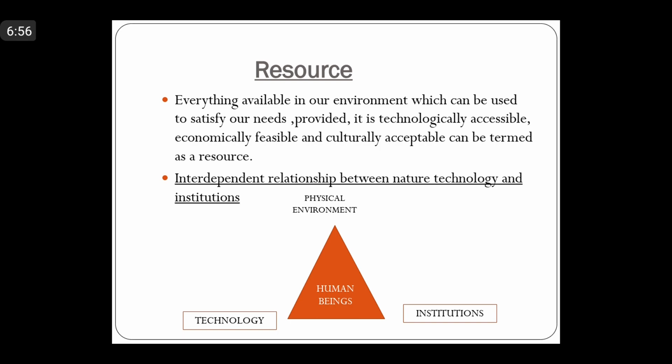Another point is given here with the help of this triangle: the interdependent relationship between nature, technology and institutions. This triangle shows human beings at the center, the physical environment at the top, technology on the left-hand side, and institutions. So, how are they interdependent on each other? Is it necessary for these three, along with humans, to be interdependent for the development of resources?